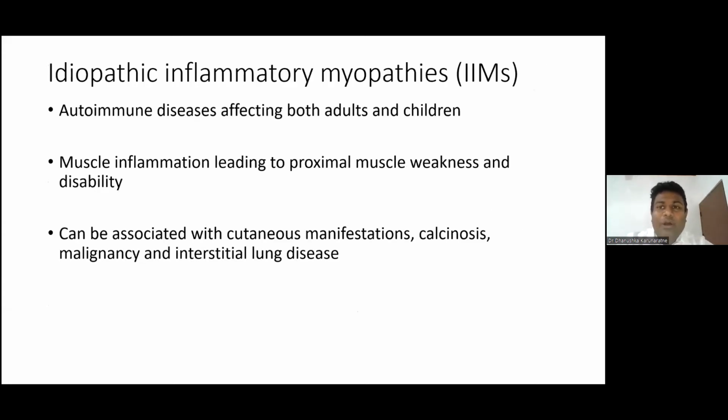Talking briefly about the idiopathic inflammatory myopathies, which is the novel term since 2018 used for our well-known terminology of inflammatory myositis. And these are autoimmune diseases affecting both adults and children, characterized by muscle inflammation leading to proximal muscle weakness. And these clinical entities can often be associated with other systemic involvement, for instance, the cutaneous manifestations as you see in dermatomyositis, and lung involvement in the form of interstitial lung disease, and rarely that could also be associated with cancers.